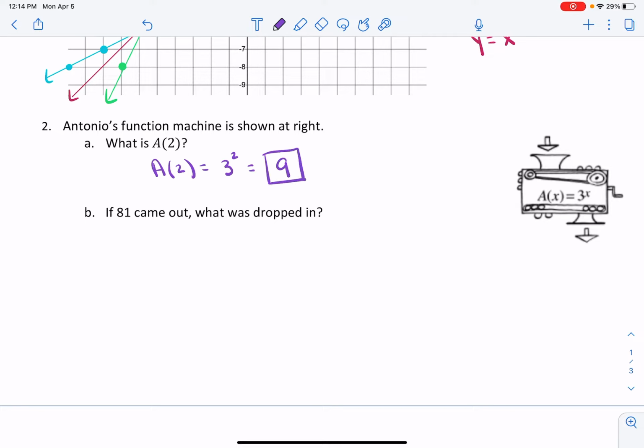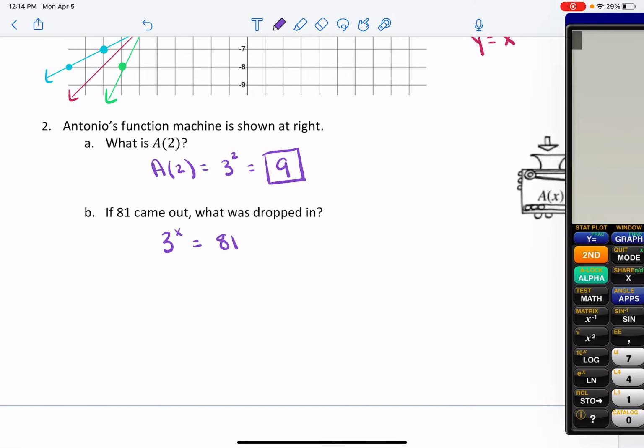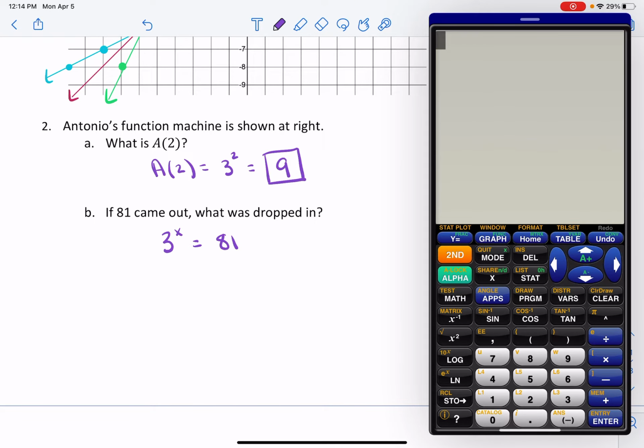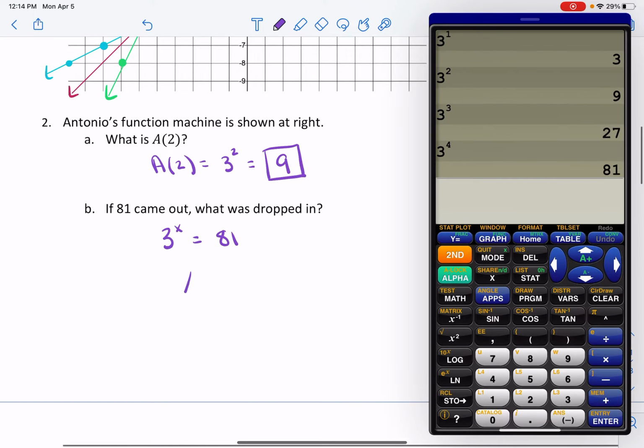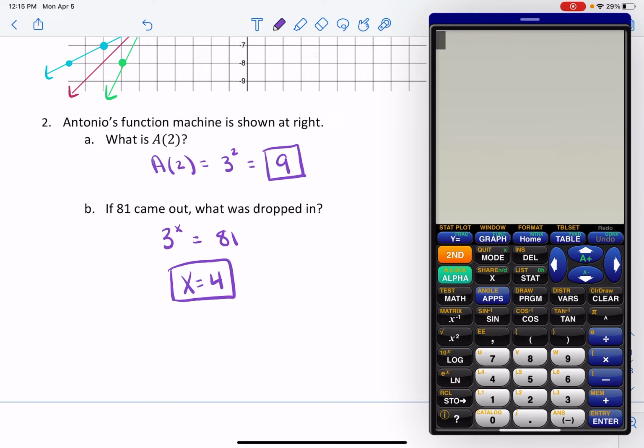Okay. Now it says if 81 came out of the function, what was dropped in? Okay. So that would be 3 to the x power equals 81. So 3 to the what power is 81? Well, we could find out. 3 to the first power? Well, no. 3 to the second power, 3 to the third power. Oh, 3 to the fourth power is 81. So that means x would be equal to 4. Okay.